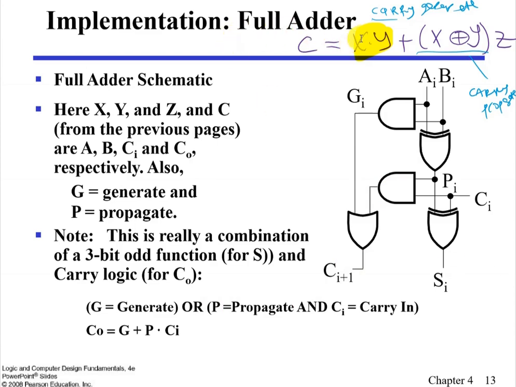Well, in this case, x is equal to a. I should have written it that way. B is equal to y, and so the carry out is a and b, or a exclusive OR b and c. That would be the correct way with the new notation.